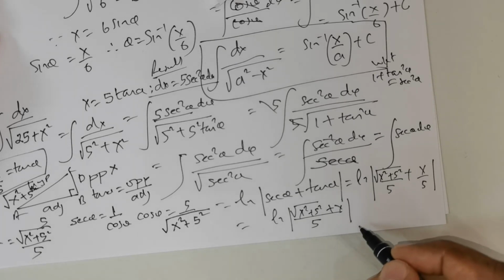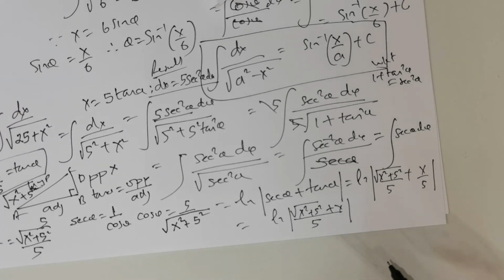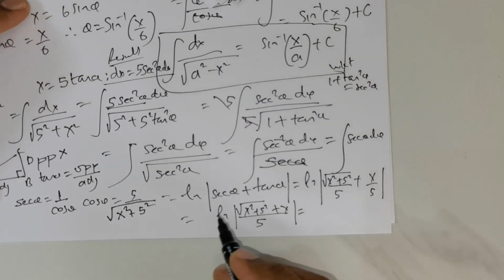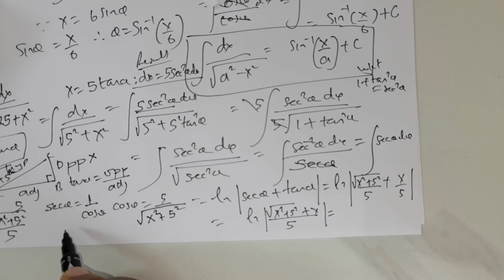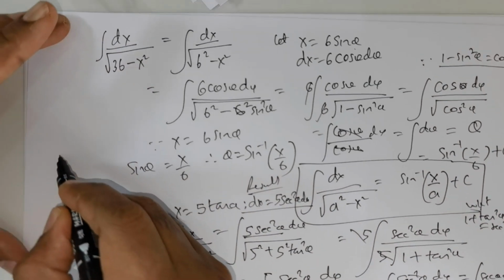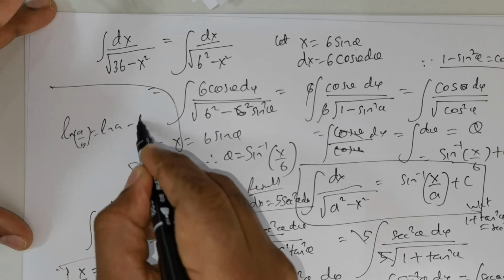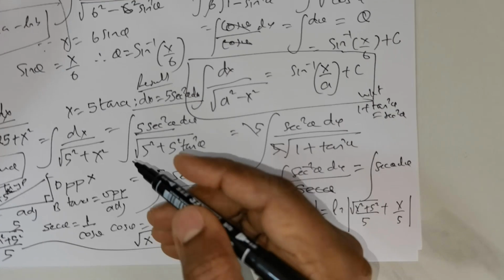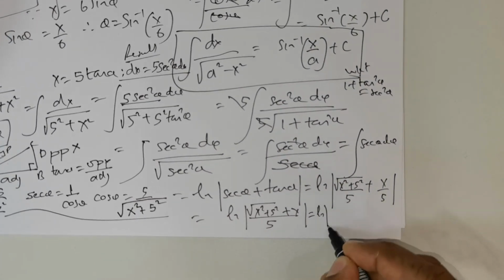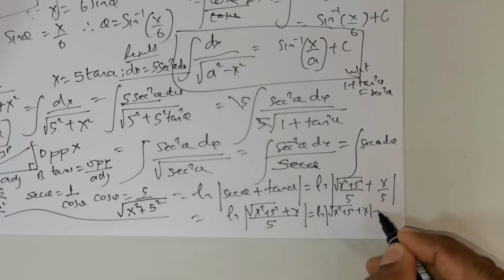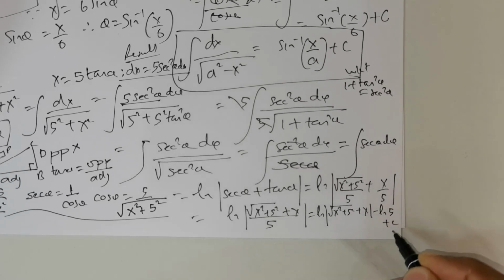Now the point is that we will have to get rid of this 5, right? So we can also do that. Now this is the all important part here. Now this is actually ln of a over b. Let me write that over here. ln of a over b, which is nothing but ln a minus ln b. Now I would be utilizing that over here. So I would get ln modulus of square root of x squared plus 5 squared plus x, minus ln of 5, plus arbitrary constant c.